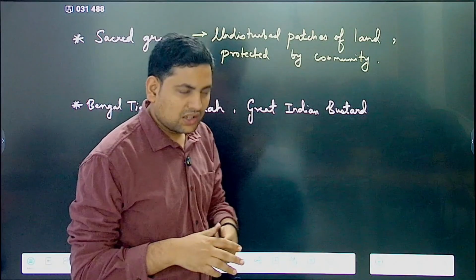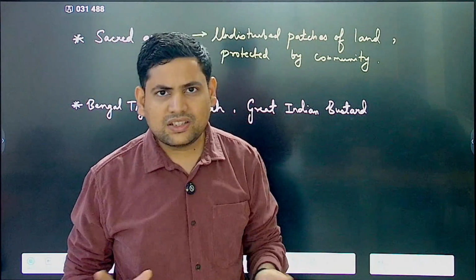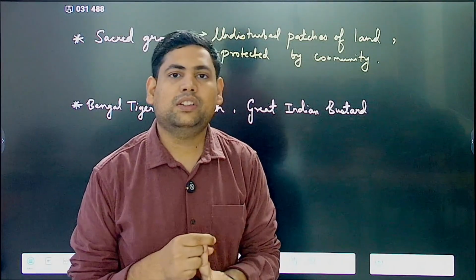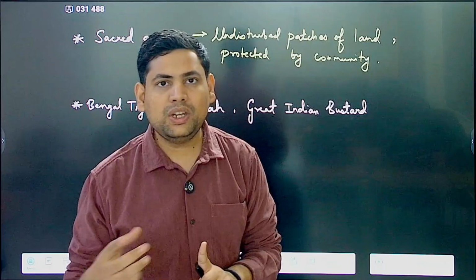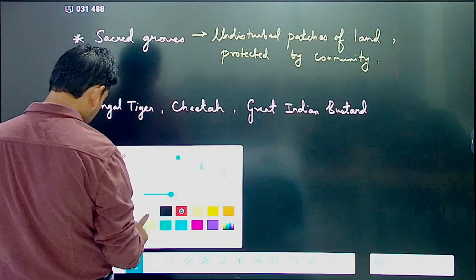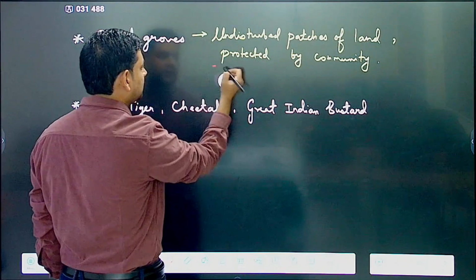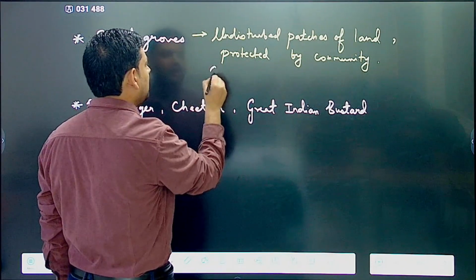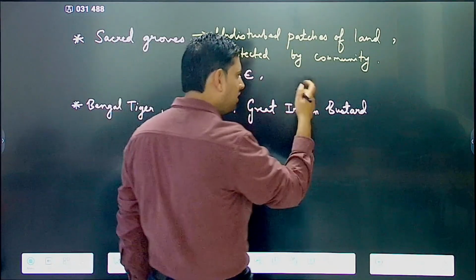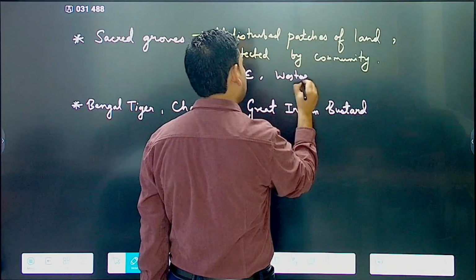So these are parts of the forest that are considered religiously, or you can say culturally, very important to a community. So they protect it. They do not allow it to be destroyed. Very famously, there are a lot of sacred groves in the northeast. And in NCERT they have given a photo from the Western Ghats.